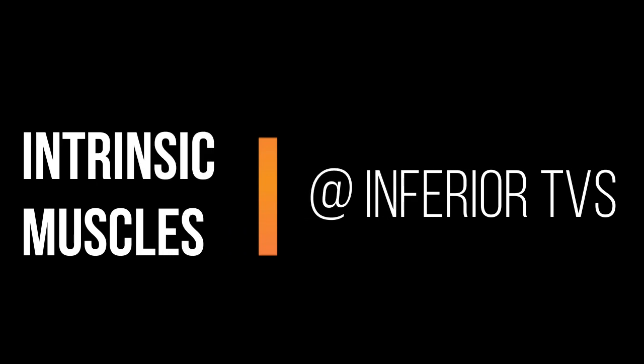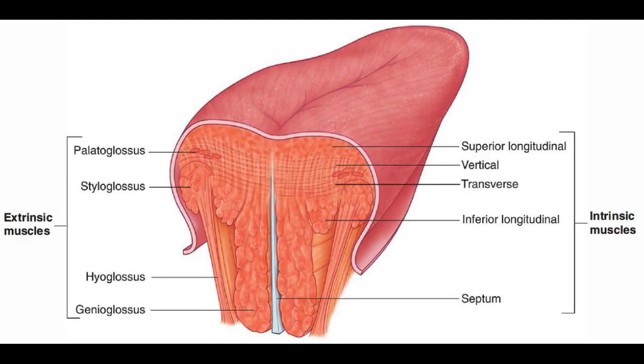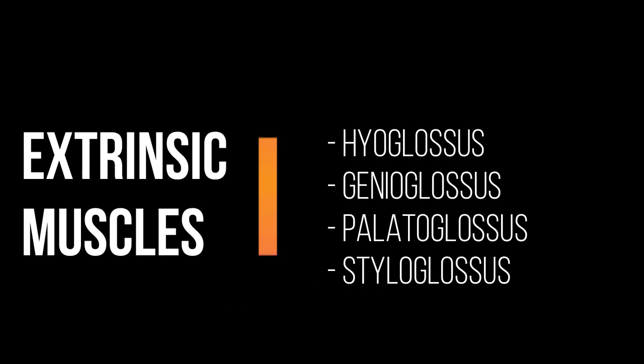If there is no GPS in your motorcycle, we need extrinsic GPS. Okay, so inferior TVS, high GPS. Inferior TVS gives the intrinsic muscles. In TVS bikes there is no GPS system, so we need extrinsic GPS. That's why we consider TVS bikes as inferior. So intrinsic muscles are inferior longitudinal, transverse, vertical and superior longitudinal. These are the intrinsic muscles, whereas the extrinsic, GPS and high GPS: hyoglossus, genioglossus, palatoglossus and styloglossus.